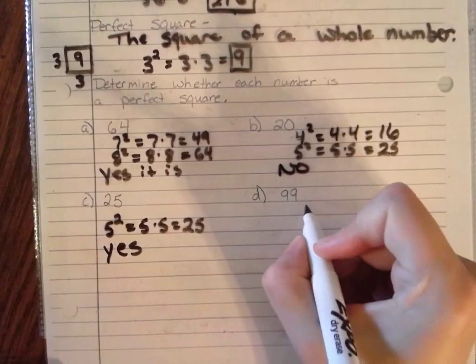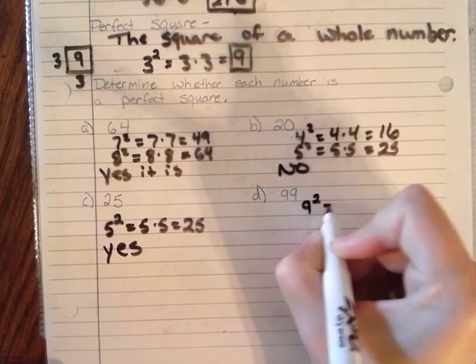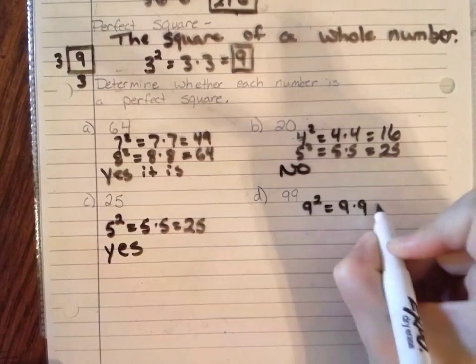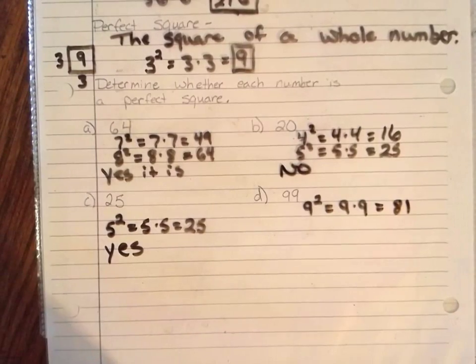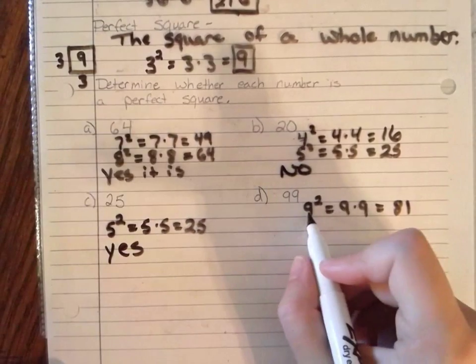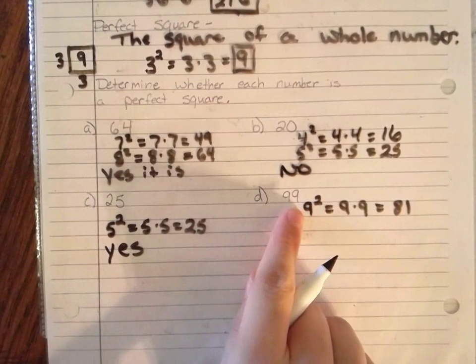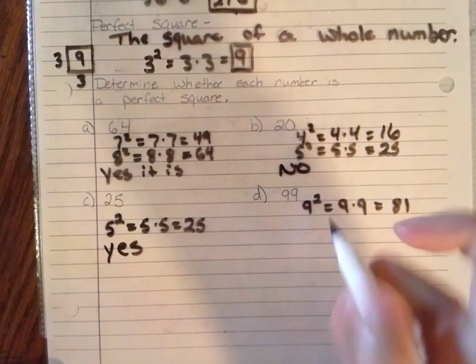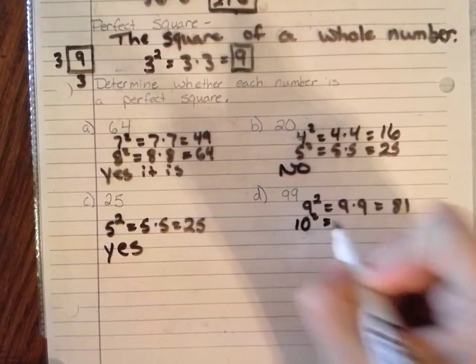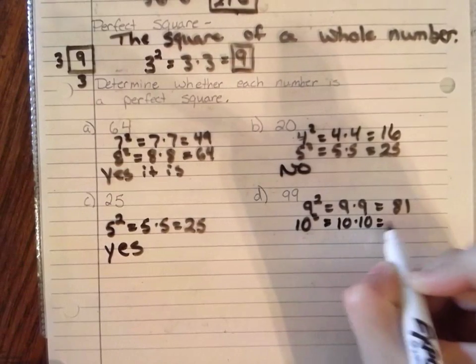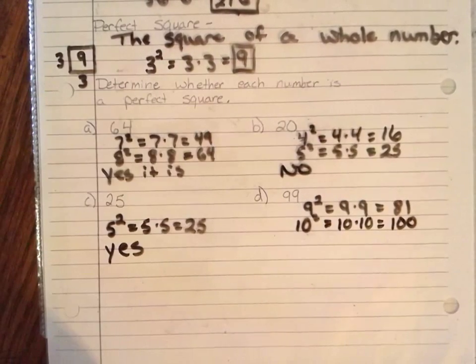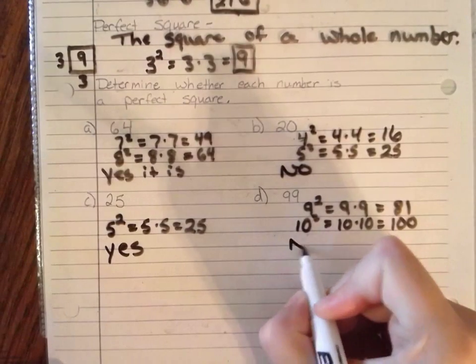And how about 99? Let's talk about 9 squared. 9 times 9 is 81. Well, that's not 99. So let's think of another whole number. Let's go 10. 10 times 10 is 100. Well, 100 is not 99. 99 is between these two, so this would be no.